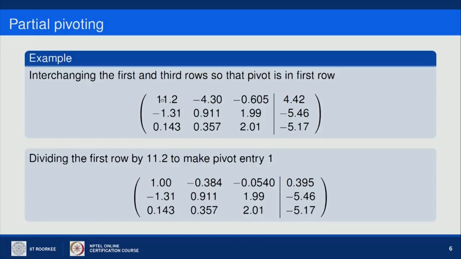So, what will happen? R1 is replaced by 1 upon 11.2 times R1. So, this will become 1 and subsequently other entries are changed. This is minus 4.30 upon 11.2, so it is coming out like minus 0.384 and so on. Now, what I will do? I will make this element and this element 0 using the pivot element, that is 1 now.